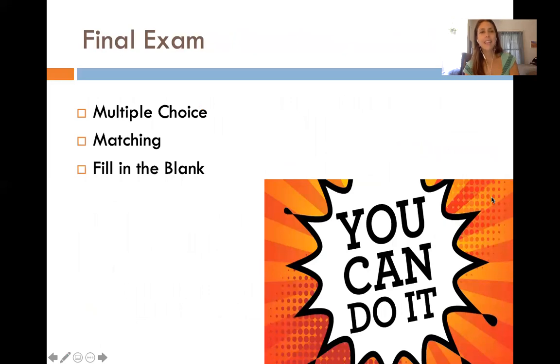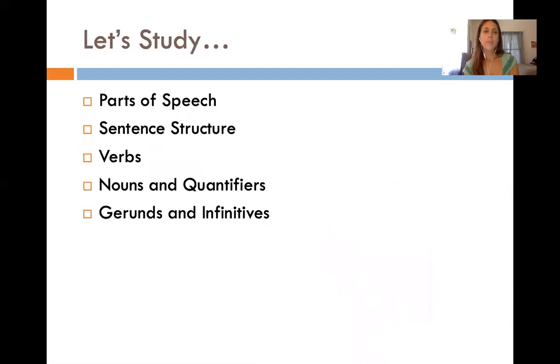All right, so for the final exam, your final exam is going to be online. It's multiple choice. There will be some matching and there will be some fill in the blanks, okay? So you've got this. You're going to do so well. Just remember to study the parts of speech, the sentence structure, the verbs, nouns and quantifiers, and gerunds and infinitives. I suggest making a study guide to help you organize the information.